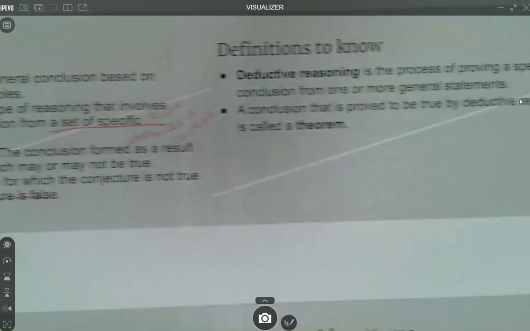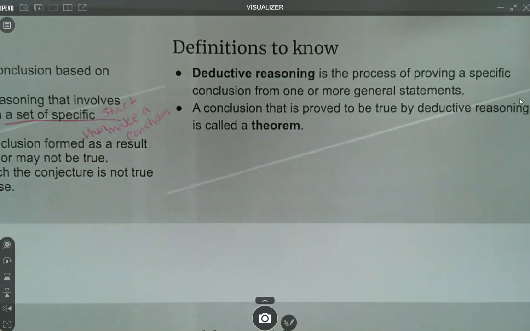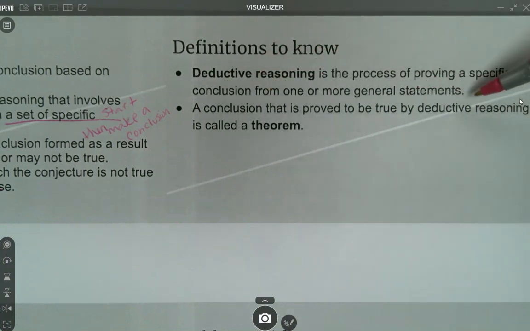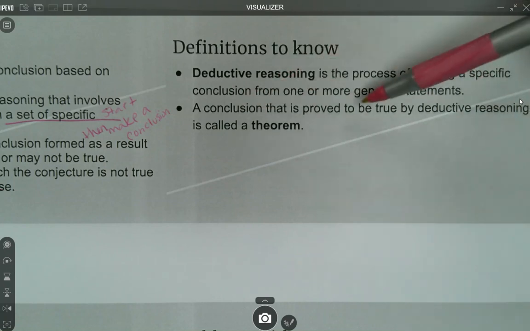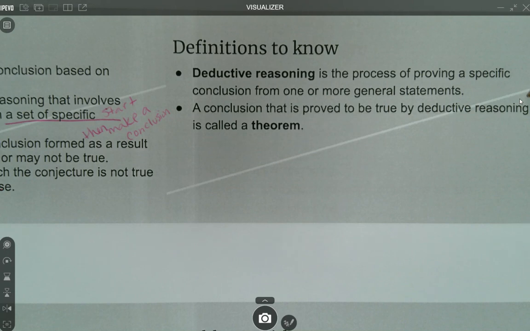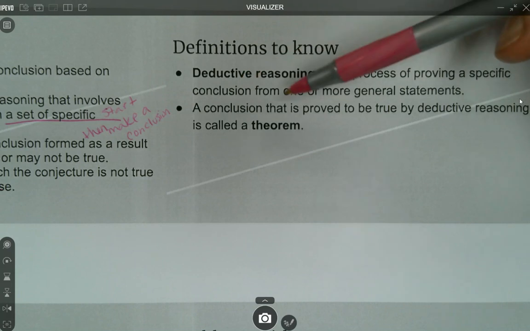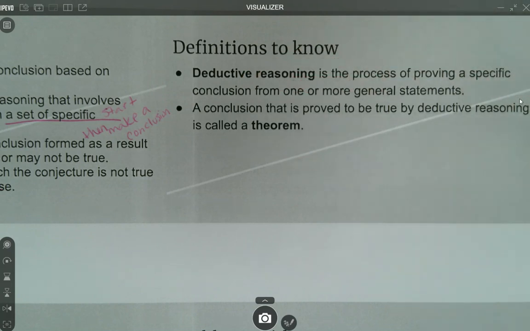Okay, deductive reasoning, going the opposite way. It's a process of proving a specific conclusion from one or more general statements. A conclusion that is proved to be true by deductive reasoning is called a theorem. So you have a specific conclusion from one or more general statements.